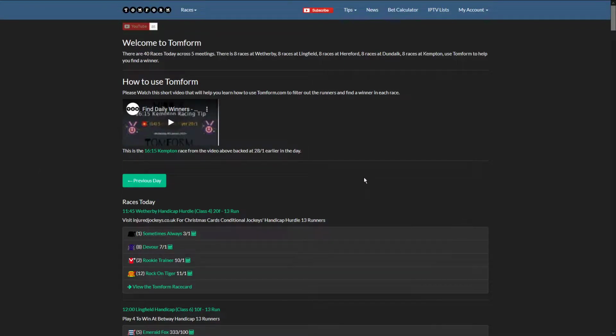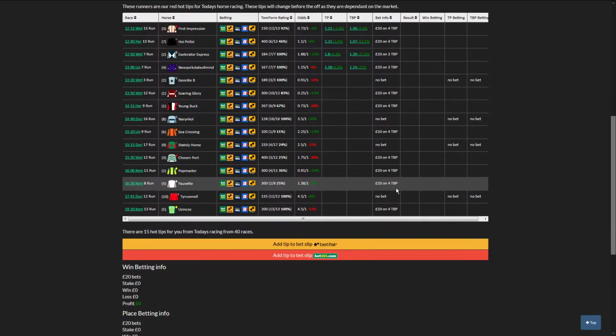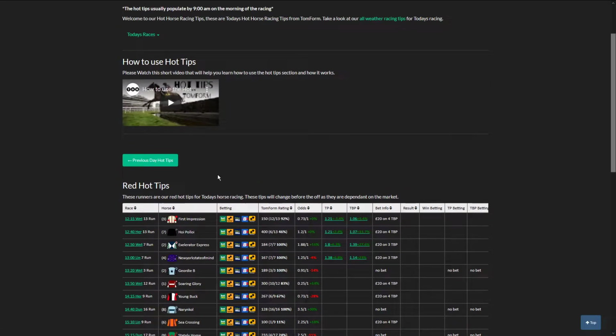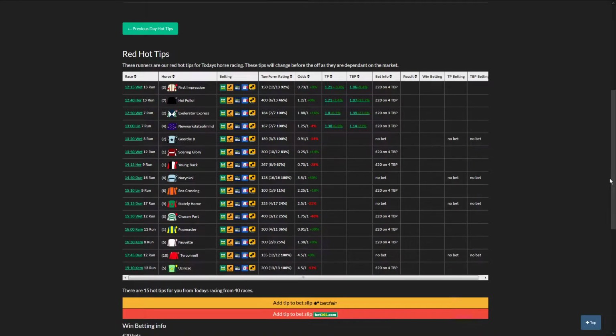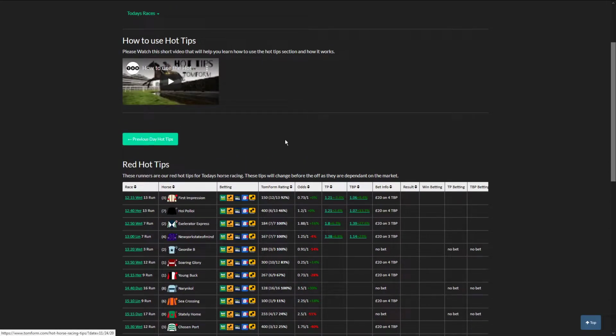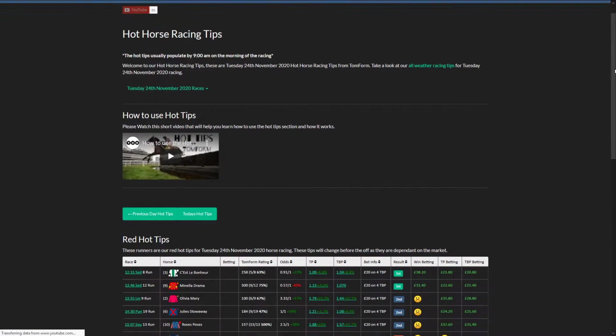Morning, guys. This is how you make money every day trading horses on Betfair using the TomForm hot tip section. So basically, you come to the site, you log in, you have four different sections. You have the hot tips, which is the red hot tips. As you can see, these are for today's, and they populate. These are yesterday's hot tips.